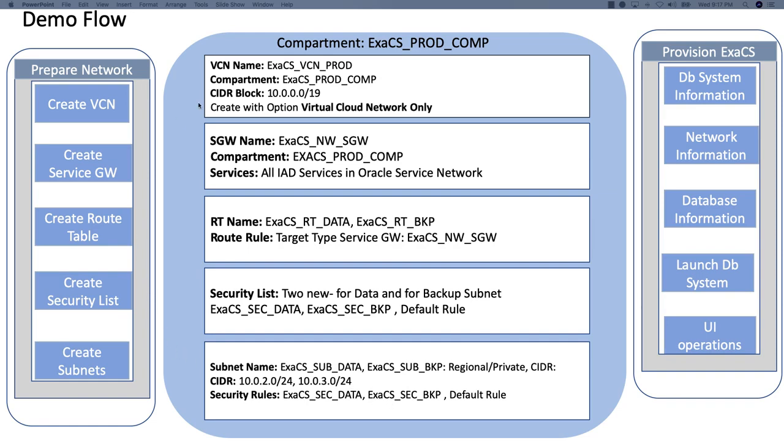So once this networking preparation is done, we will go ahead and provision Exadata Cloud Service. So as part of ExaCS deployment, it is going to ask information on database system. We'll also provide network related information. Then there will be a section on database information, and finally we will be able to launch the database system. Once the Exadata system is provisioned, we will log into the console, and I will show you what kind of operations you can perform using OCI console. So let's get into the demo now.